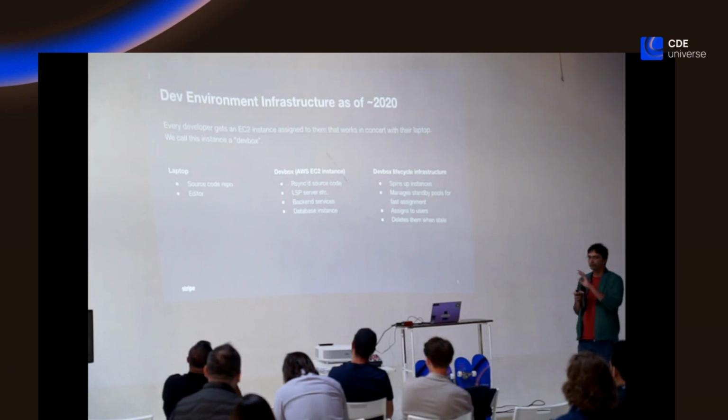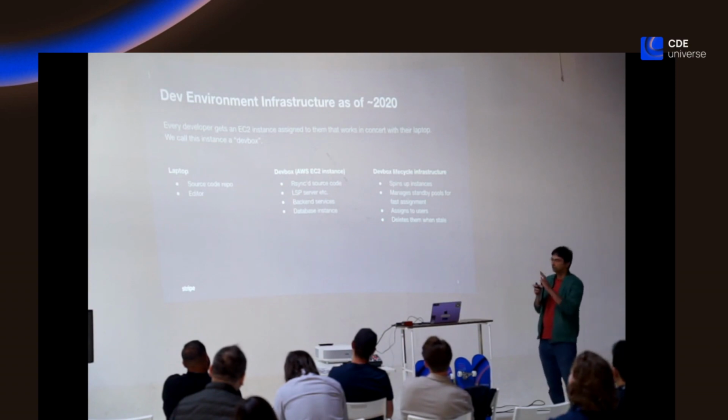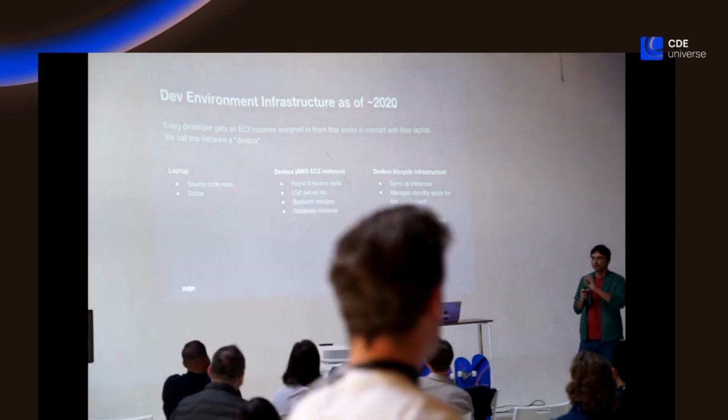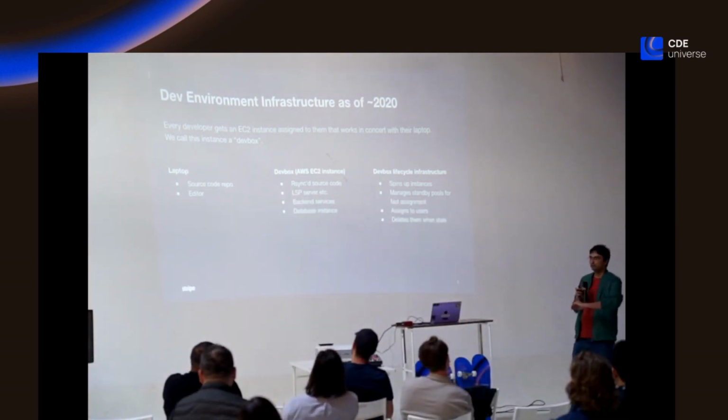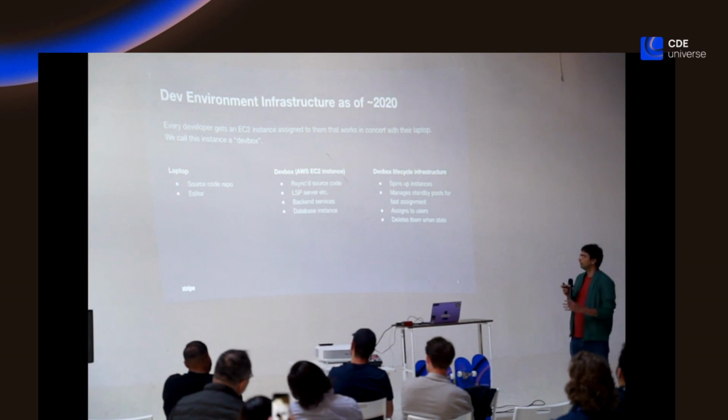Before we started any of our remote development or cloud dev environment story, our dev environments looked like this. There are three important pieces. There's the laptop. That's where the developer keeps their source code. They run Git there. They run whatever editor they want. We've never really mandated any particular editor at Stripe.